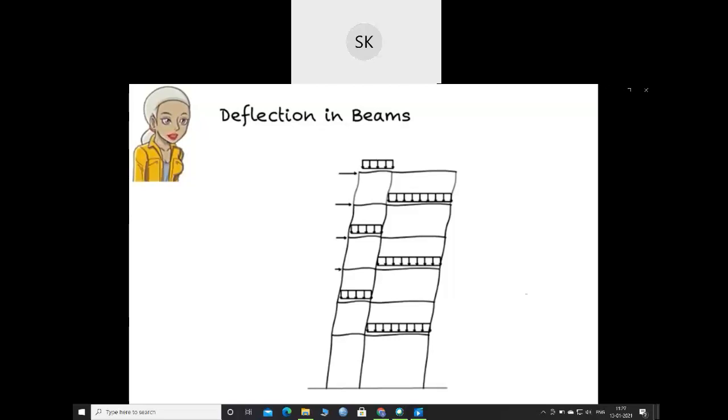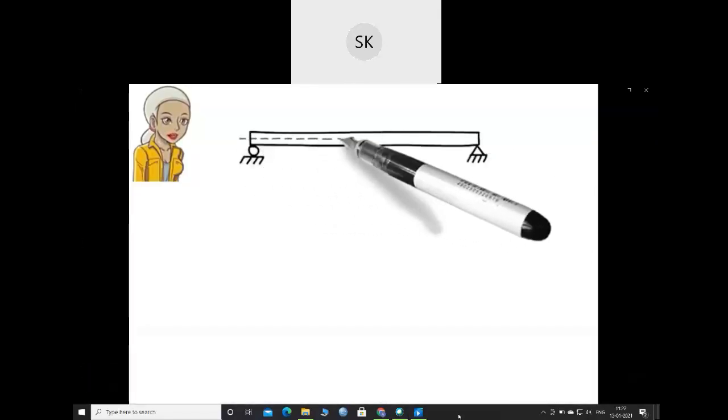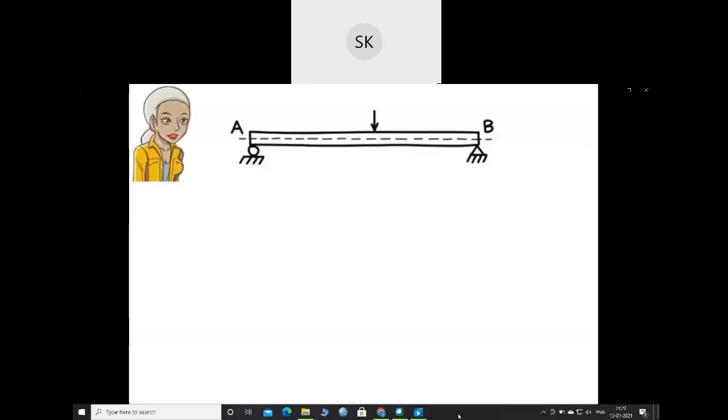This lecture focuses on a qualitative approach for drawing the deformed shape of beams under applied loads. Let's start with a simple example. Here is a simply supported beam subjected to a downward load. How does the beam deflect?